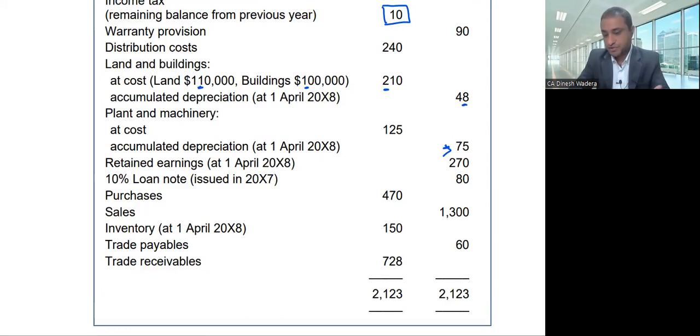10% loan note, which was issued in 2017. So if nothing is given, we can make a proper assumption whether it has been issued at the beginning of the year, or we can assume that it has been issued in the middle of the year. If no further information about the date of issuance is provided. If they provide, we will act accordingly. We have purchases, we have sales, we have inventory on 1st April 18, which means it will be the opening balance of our inventory. We have trade payables and we have trade receivables. So this is nothing but a trial balance.